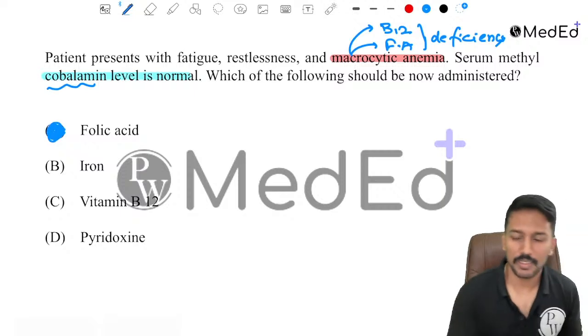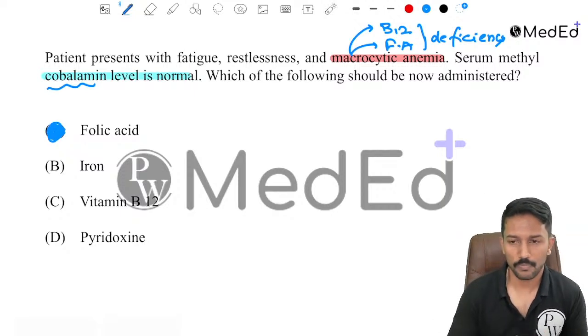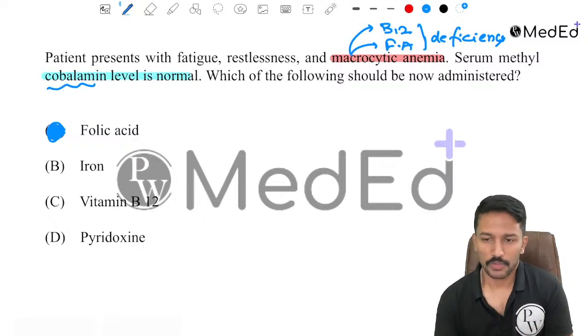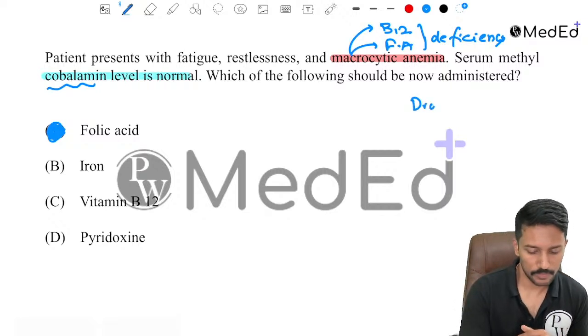Okay, can anybody tell me drugs causing macrocytic anemia? Drugs causing macrocytic anemia. The most common set of drugs which cause macrocytic anemia in today's practice, yes, methotrexate is one. Yes, very important.